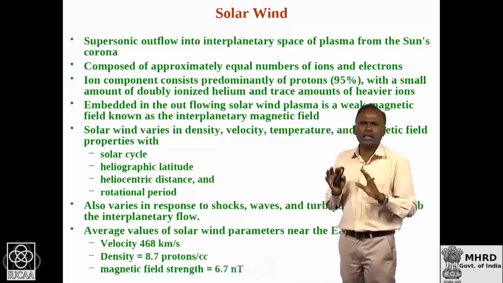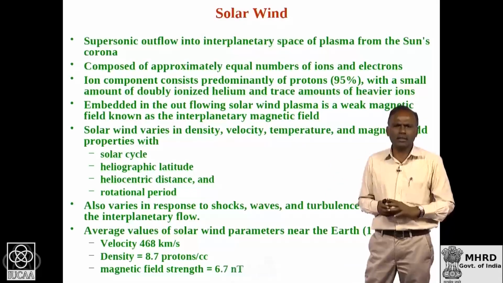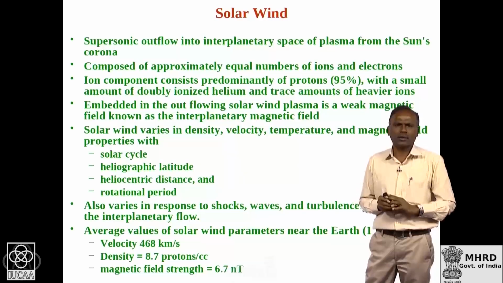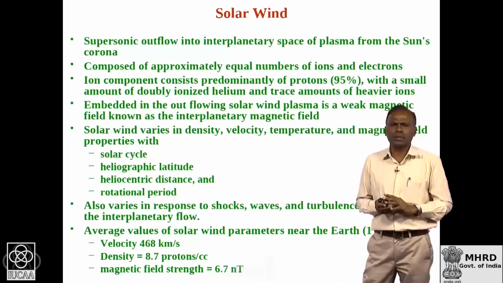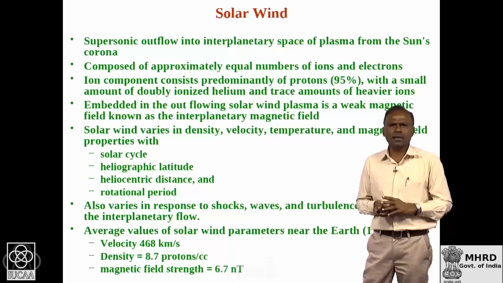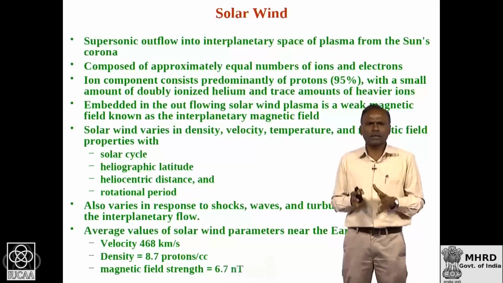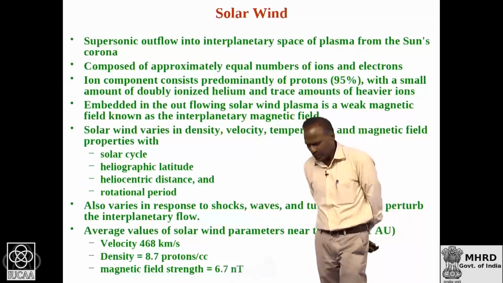If you look at the average properties of the solar wind at about 1 AU, near the earth's orbit, the velocity is something like 470 kilometers per second, the density is something like 9 protons per cc, and the magnetic field strength is something like 7 nanotesla. This is the typical density, velocity and magnetic field in near-earth space.